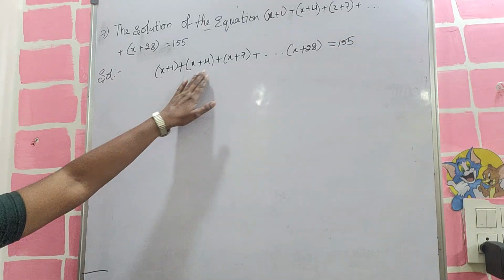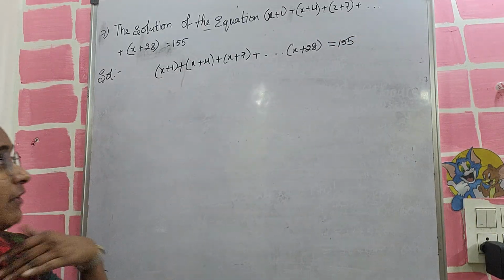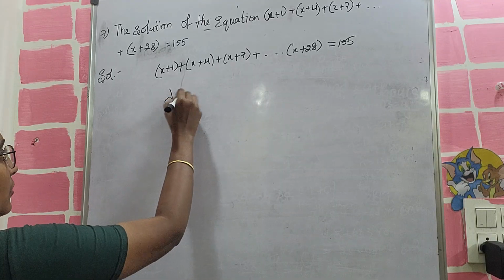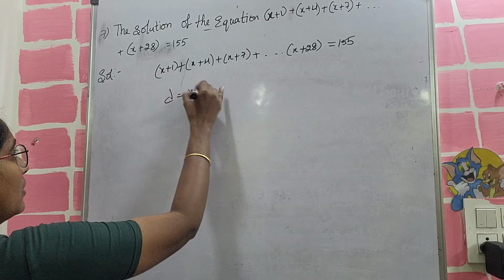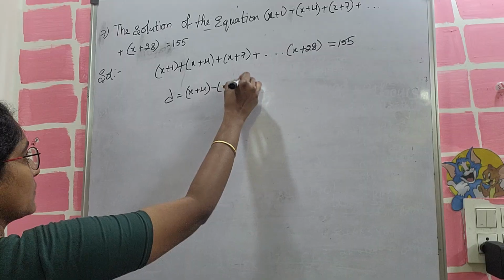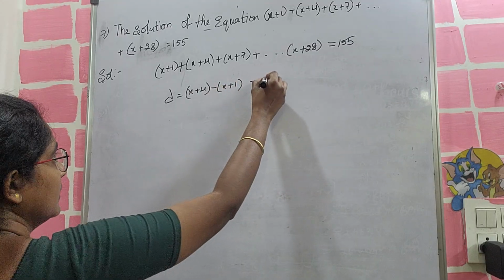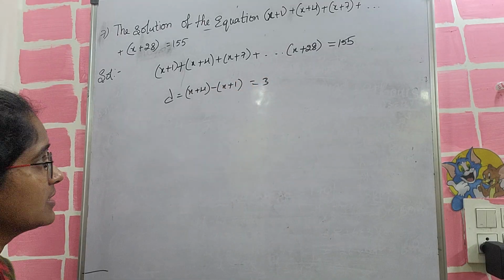If this is the second term and that is the first term, and I want to find the d value, I get x plus 4 minus x plus 1. The x will get cancelled and the answer will be 3. So the d value is 3.